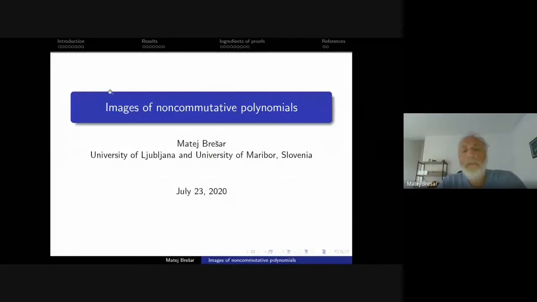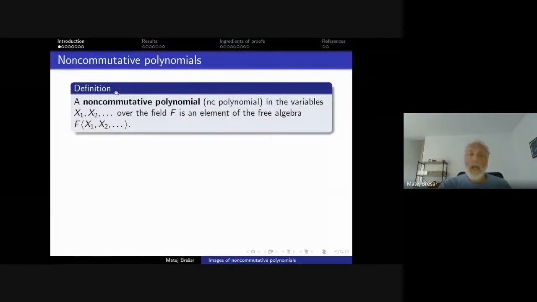Okay, so I will speak about, as you can see from the title, the images of non-commutative polynomials. This title perhaps doesn't say everything. I will speak about some specific problem concerning the images. Let me first start with basic definitions. I should warn you that the next two or three slides contain only very basic definitions. Probably this is unnecessary for this seminar, but I do not really know who is the audience.